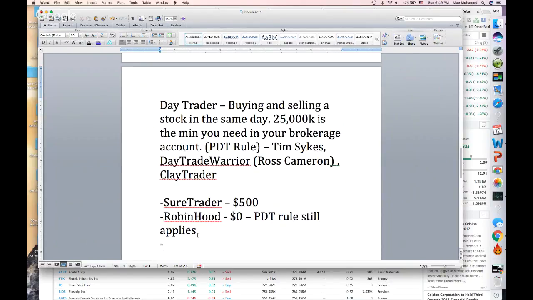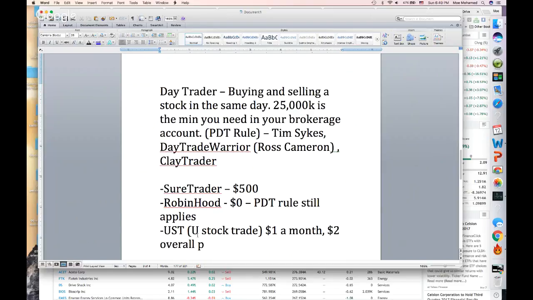You can use Ustock trade. And that's $0, I think. I think it's $1 a month. And then $2 overall per trade. So when you buy it costs you $1, when you sell it costs you $1, so $2. That's how I do it because I have a couple Ustock trade accounts that I'm managing right now. So yeah, $2 overall per trade. Off the top of my head, those are the only ones I know that let you get around the rule.